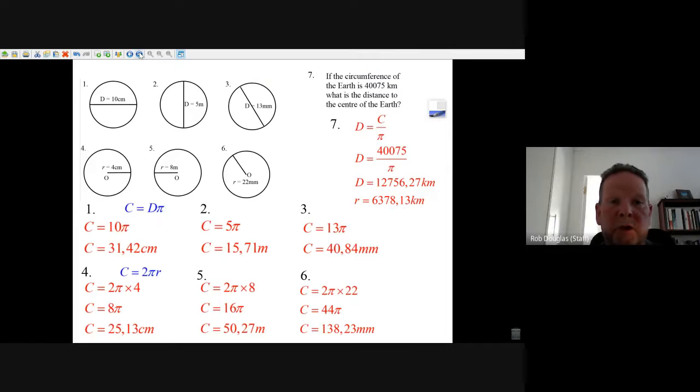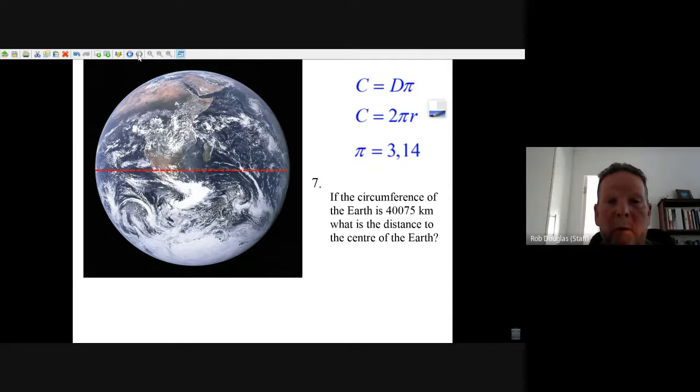Now the last question, that's the memo. The last question says, now it turns out the Earth isn't a perfect circle, but it's pretty circular. Now, if the distance all the way around the center of the Earth was 40,075 kilometers, it actually is pretty close to this. If it's 40,075 kilometers, the question is, what's the distance to the center of the Earth? And you're just going to have to think about, what number is that?